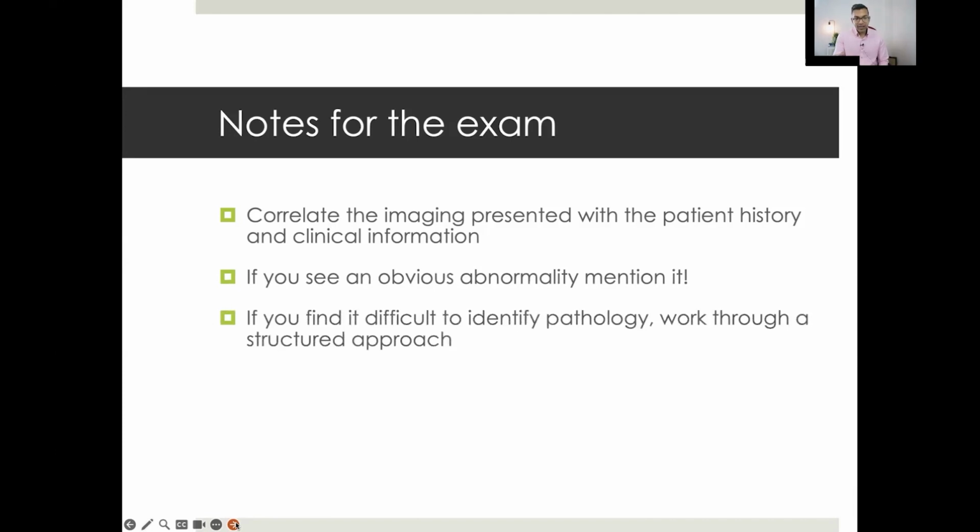If you find it difficult to identify pathology, then work through a structured approach, and also look for relevant negatives. I'd be looking for this, I'd be looking for that in this situation, and I can't seem to see it. You can use words to show that you know what you're looking for, but you just don't have that expertise. I think that sounds a lot better. It goes a lot further than just not seeing anything, or potentially seeing the wrong thing.